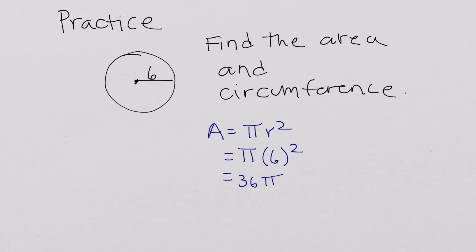Now, for the circumference, the equation was different. The circumference equation was 2 pi r. So in this case, we have 2 pi times 6, which equals 12 pi, and you would be done. So the answer for this is 36 pi for the area and 12 pi for the circumference. Let's give you one more problem.